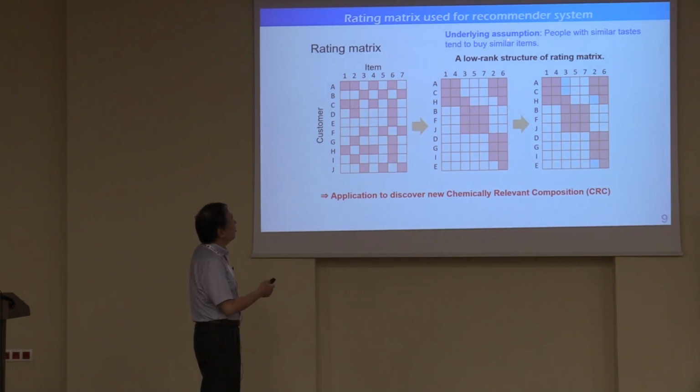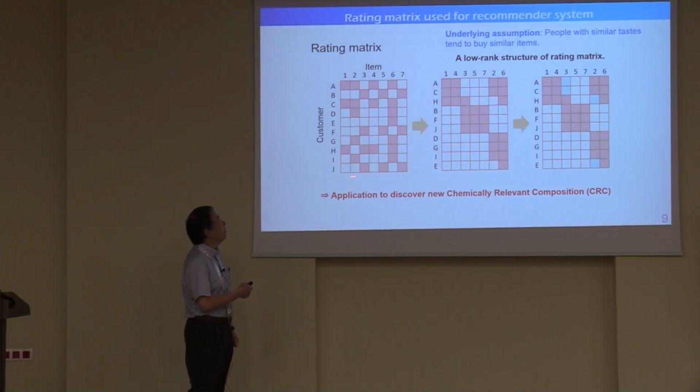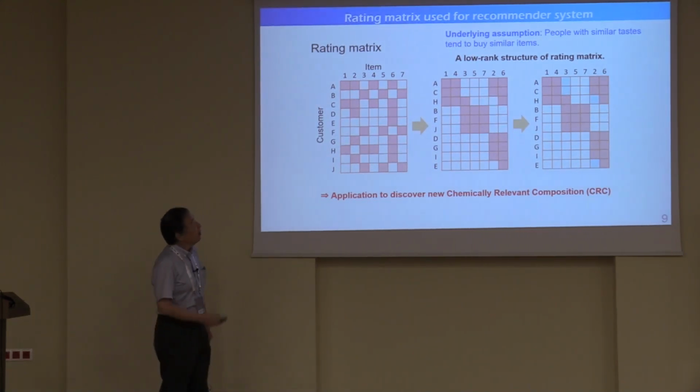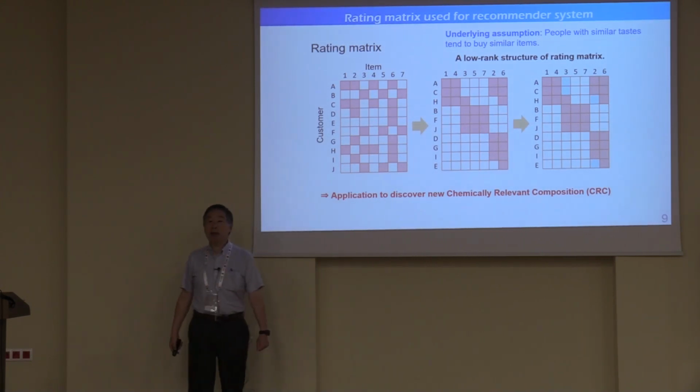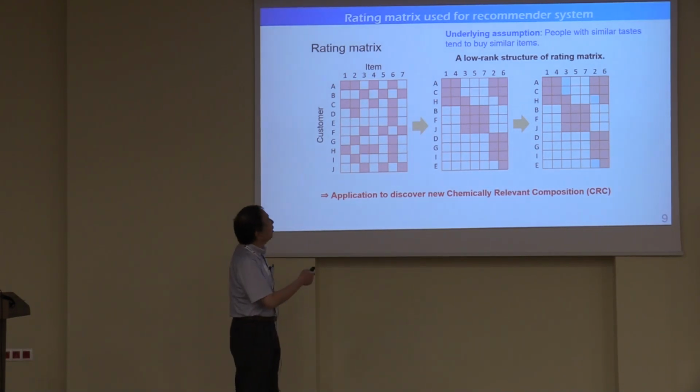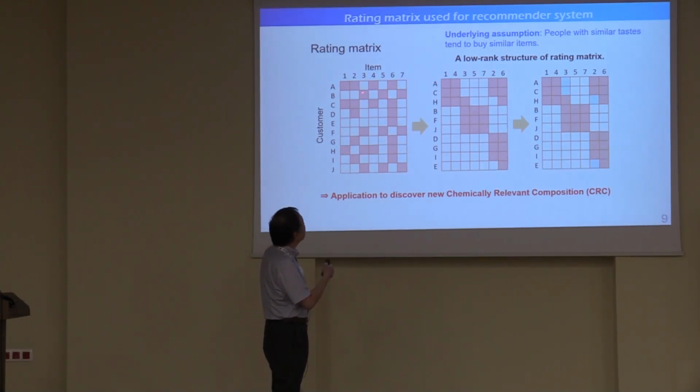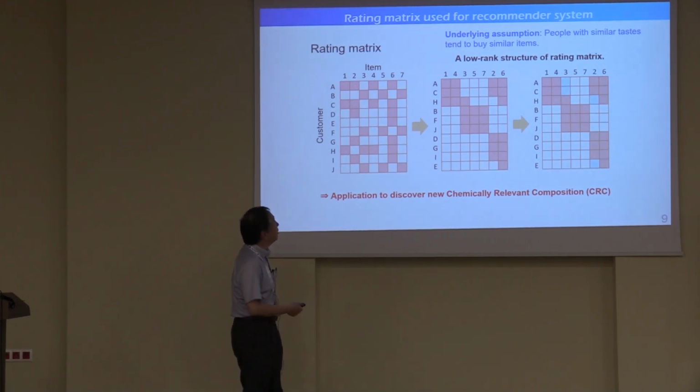And based on that assumption, in mathematical language, it is called a low rank structure of this type of matrix, the rating matrix. If this works, then we can decompose this matrix into a few smaller matrices. This was made by just rearrangement of the matrix elements. So the customer list here is A, B, C, D, E, but here it is changed to A, C, H, E, something, and also the items are different. So the orders of each element are different.